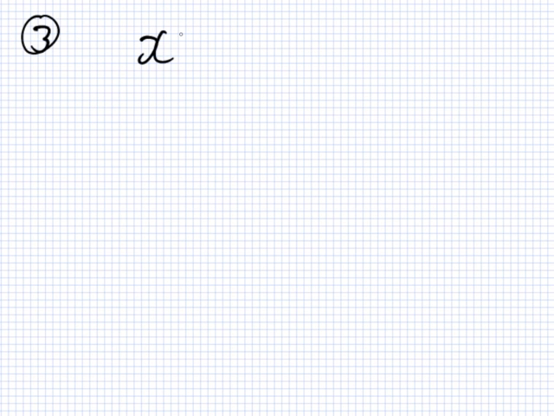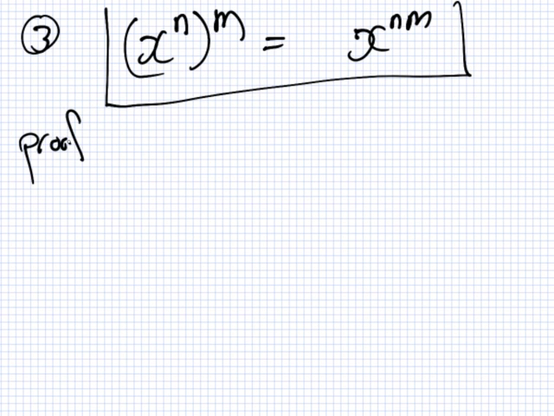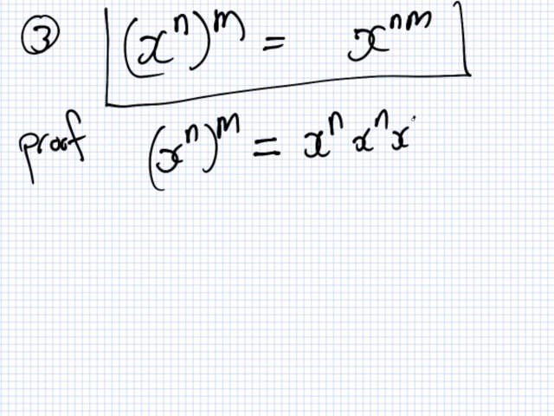is x power n, all power m. And that's x power n multiplied by m. And the proof, x^n power m, that is, if you want, you can write that as x^n times x^n times x^n. How many of these will I have? M of these.